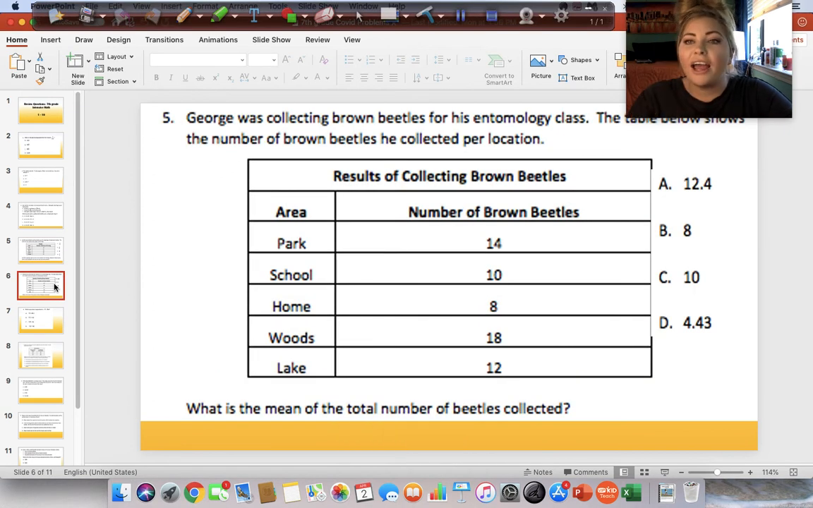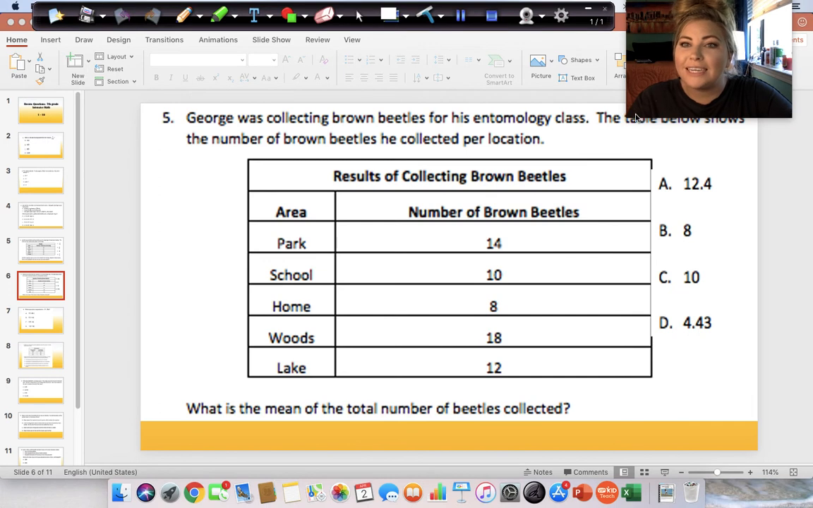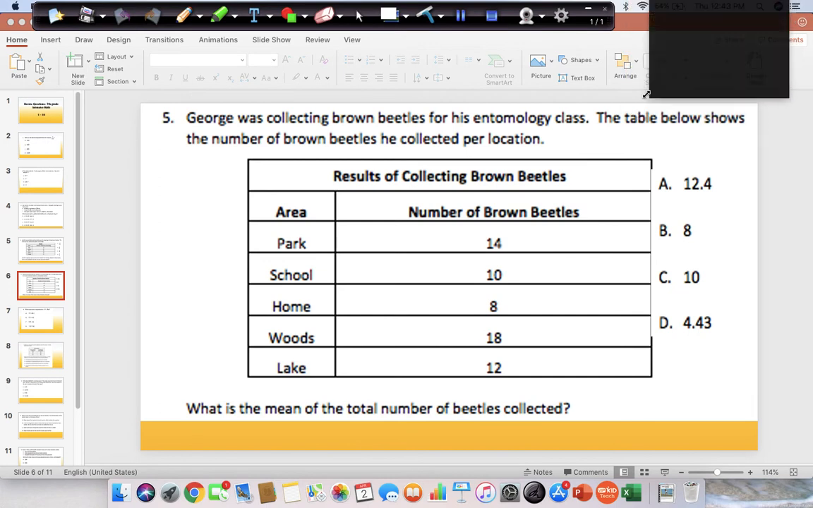Okay, number 5. I have to shrink myself again. This is nice. I'm able to shrink myself with no issues.